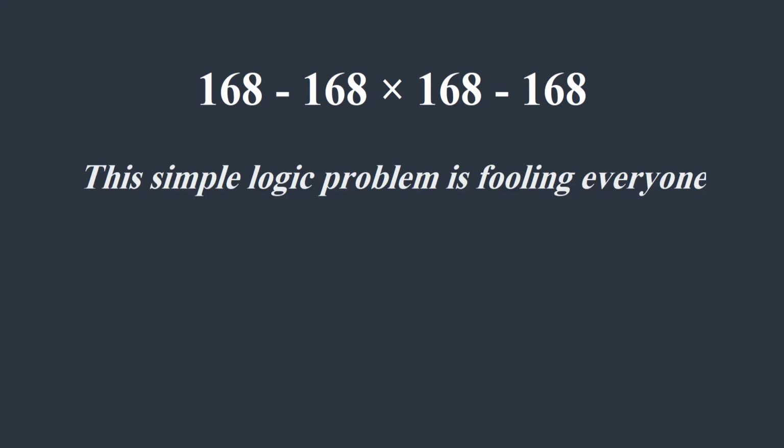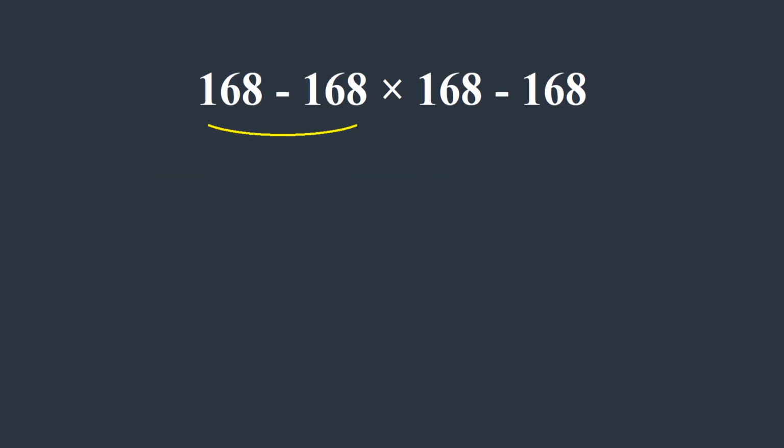In this highlighted video, 168 minus 168, which equals 0, times 168 minus 168 equals 0. Now we have this problem, 0 times 0, which equals 0. But this answer is not correct, because according to the order of operations, we must do the multiplication and division, then do adding and subtraction. So first we do this multiplication, then this subtraction, and at last this subtraction.